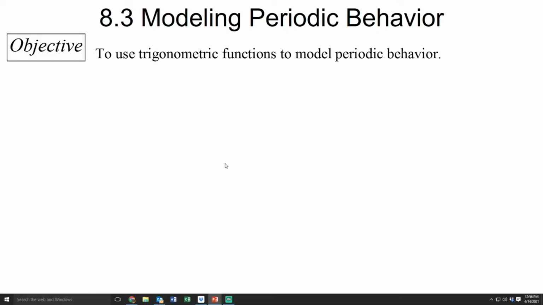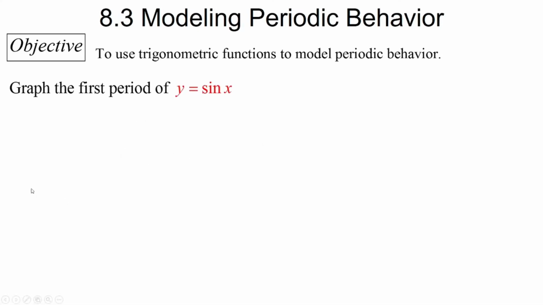Okay, this is 8.3, Modeling Periodic Behavior, and today's objective would be to use trigonometric functions to model periodic behavior. And we're talking about things in nature that change periodically. Okay, so let's have a little fun here. Graph the first period of y equals sine of x.